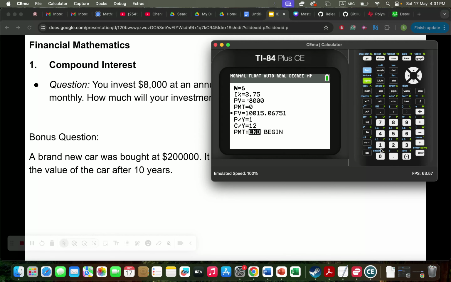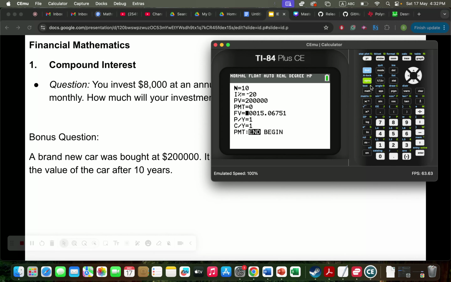Now, after 10 years, N is going to be 10. The depreciation rate is 20%. In this case, we don't simply put 20, we put negative 20, because the value of the car is going to be dropping. So if you put I to be a negative number, you're telling the calculator that you are expecting the future value to be lower than the present value. The present value, I'm just going to put 200,000 because that's the price of the car. And PY and CY, I'll just leave as 1 by default.